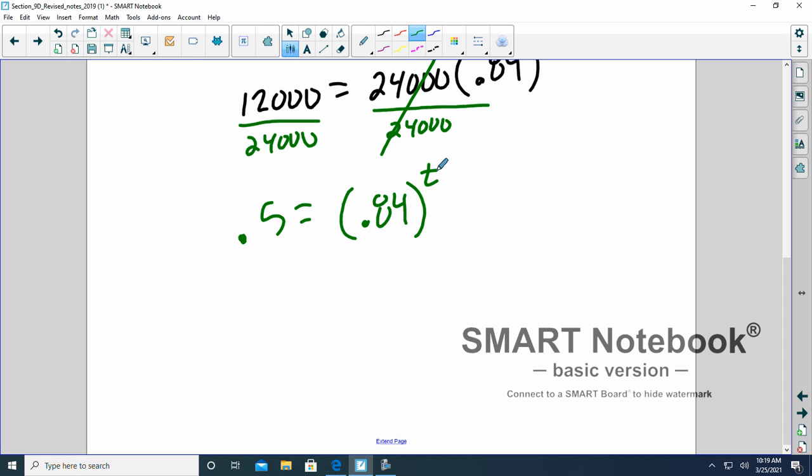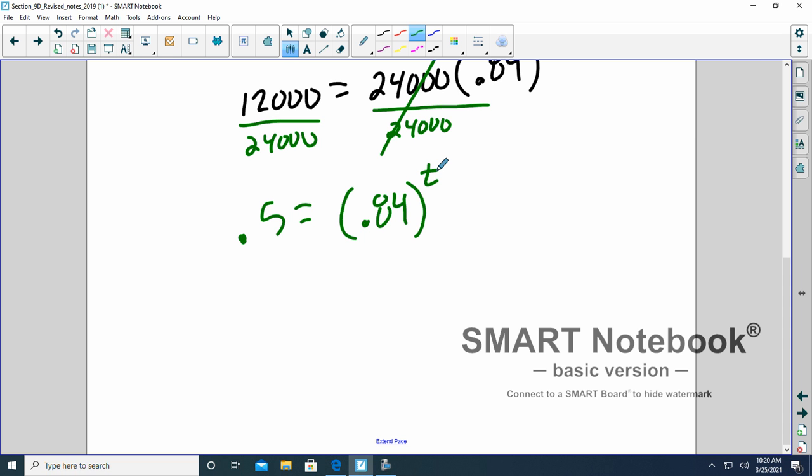Okay. So how should we approach this problem, do you think? So we're looking at when would our car be worth half its value? I haven't taught you how to bring an exponent down front yet. So how do you think you might approach it? Any ideas? Any thoughts?